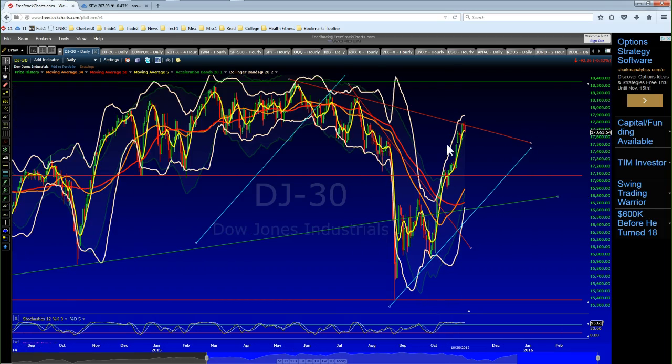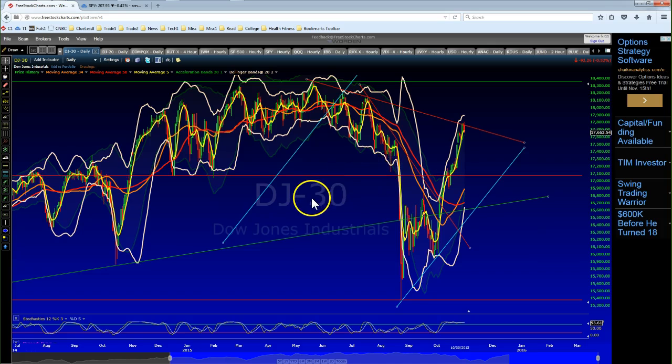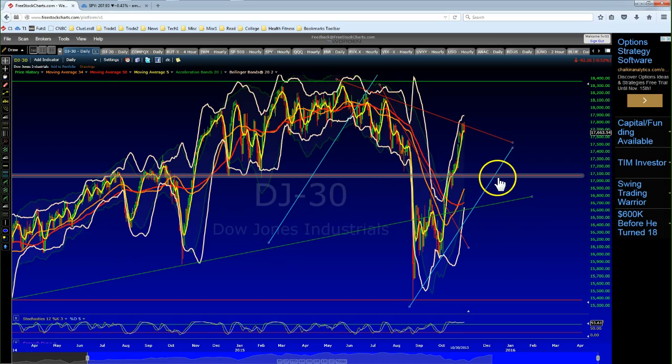Now, in the meantime, if we see a complete breakdown and we break below the 17,000 level again, then it doesn't look good, because 17,000 is not just a psychological number.